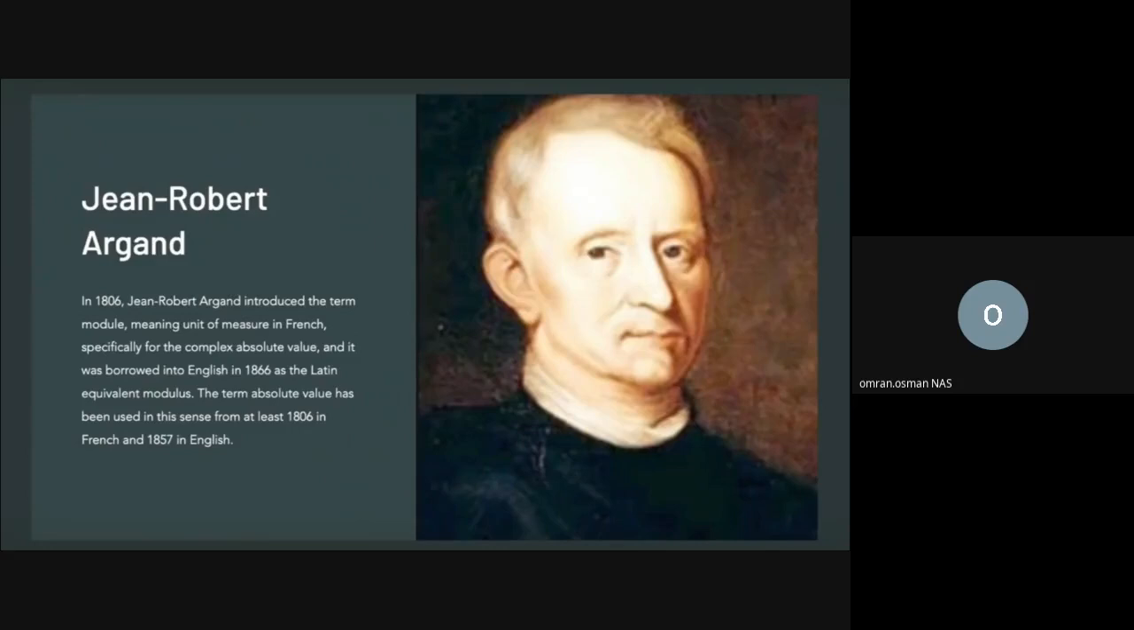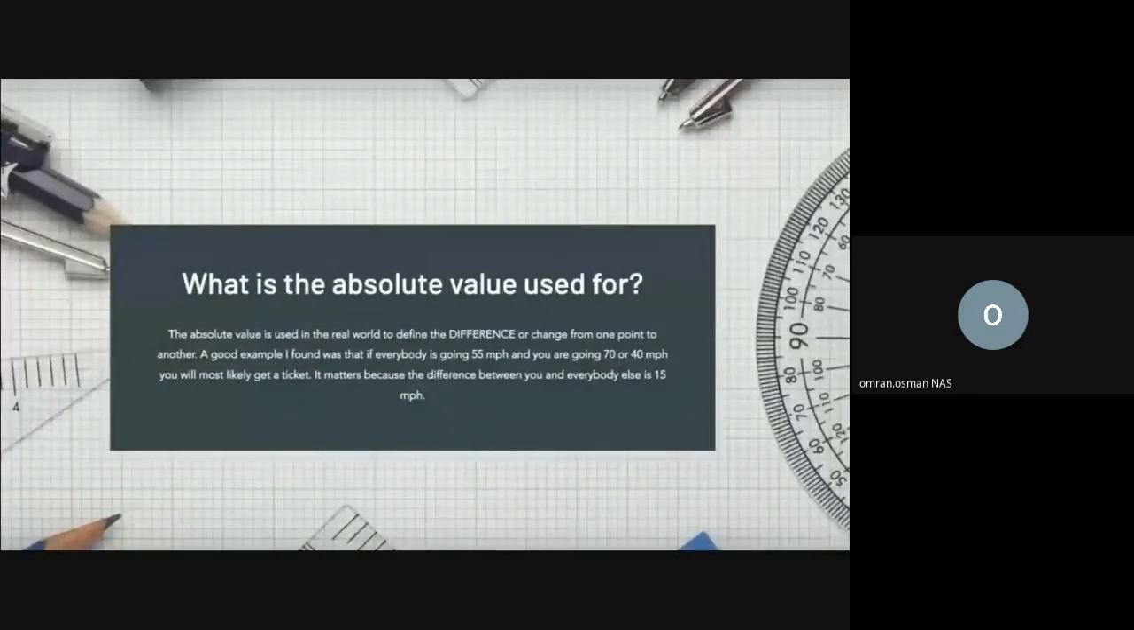What is the absolute value used for? The absolute value is used in the real world to define the difference or change from one point to another. A good example I found was that everybody is going 55 miles per hour and you are going 70 or 40 miles per hour.